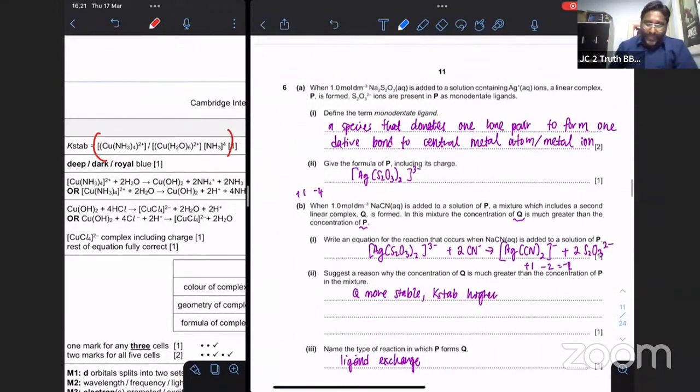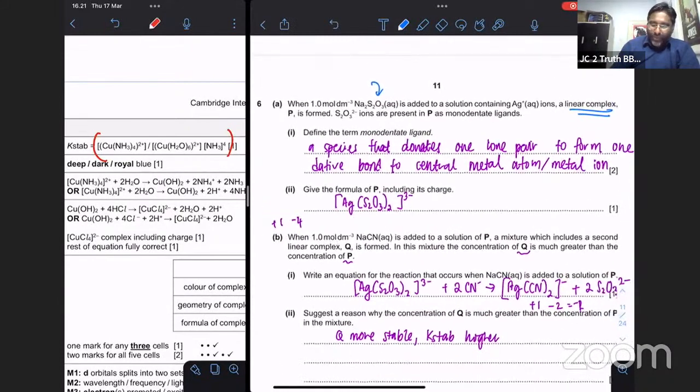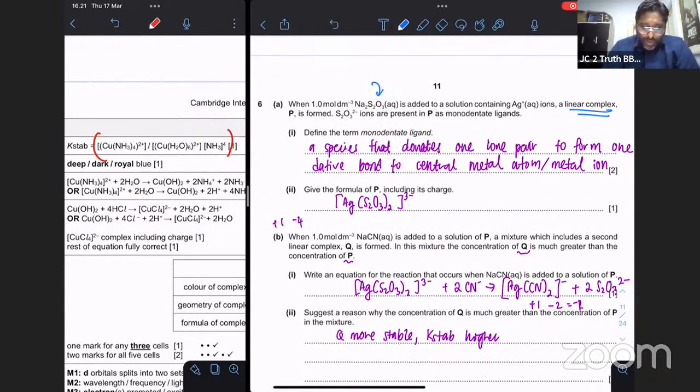Question number 6. When you have this 1 mole per dm cube added into a solution containing Ag+, a linear complex is formed. So they already mentioned you are going to form a linear complex. You know Ag+ cannot simply form a linear complex with only one ligand, right? In order to form a linear complex, you have to have 180 degrees, so you must have 2 coordinate bonds with 2 ligands.